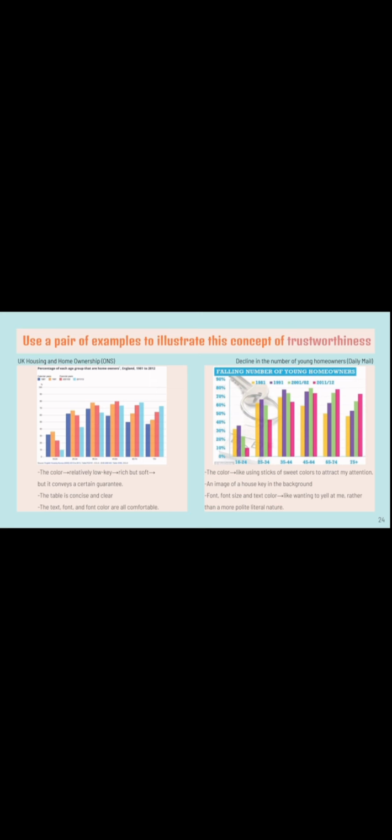Both descriptions are true. The color in the picture on the left is low-key. The color is rich but soft, and it conveys a certain gradualness. However, the color on the right seems to use a touch of sweet color to attract my attention. The author doesn't like the house key image in the background, but it is relatively harmless. In addition, in the second picture, the font size and the text color don't feel as well applied. The chart on the left exactly shows all its operations, and overall, at least more trust is gained from the author.